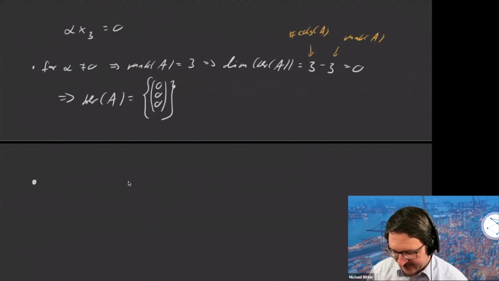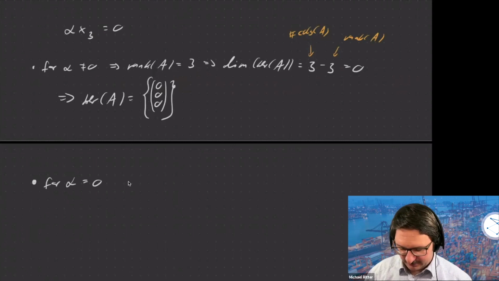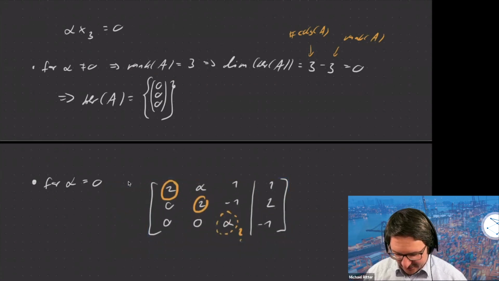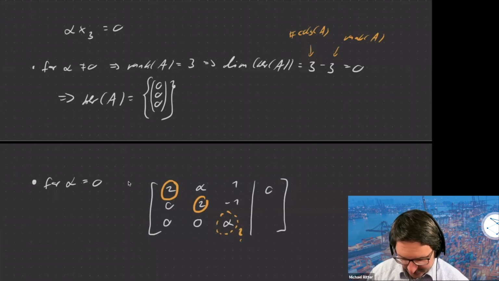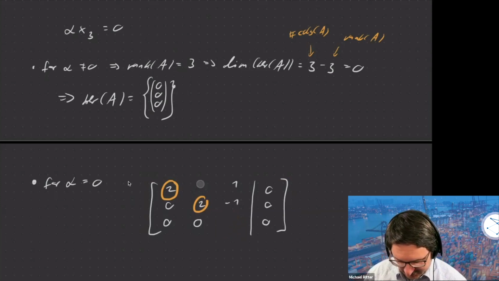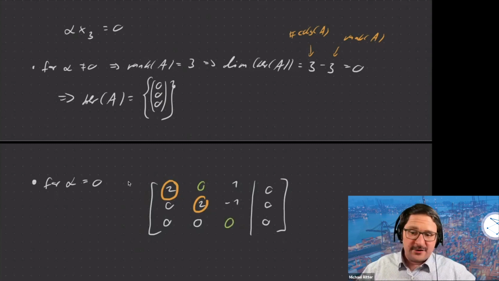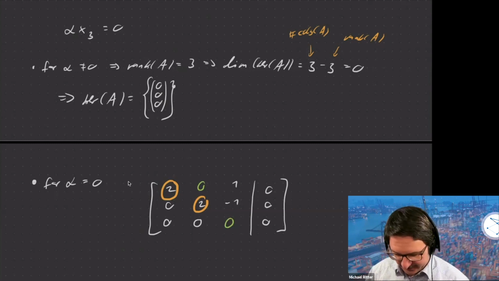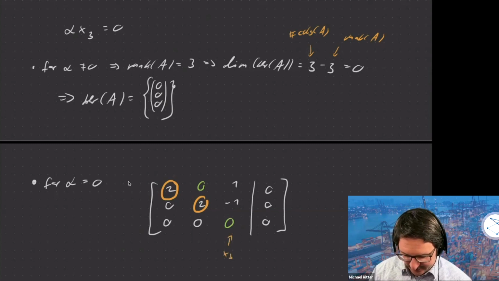And the remaining case is then, what about alpha equals 0? Well, if that's the case, let's again copy that matrix here with zeros on the right-hand side. Now, if alpha equals 0, we can just substitute that here and here. So we get zeros here. And that means we have a 0 row with 0 right-hand side now. And we only have 2 pivot elements left. So in other words, x3 would be a free variable. And those pivots would then correspond to x1 and x2.